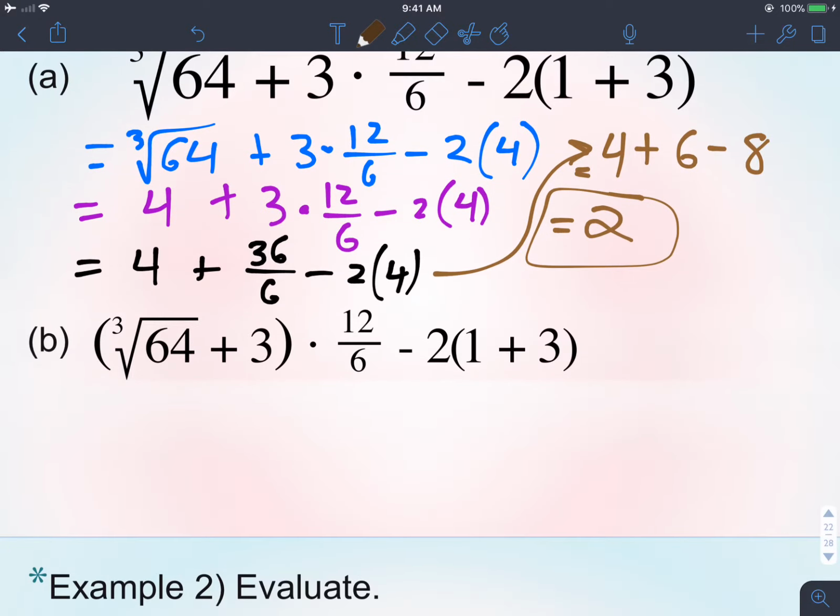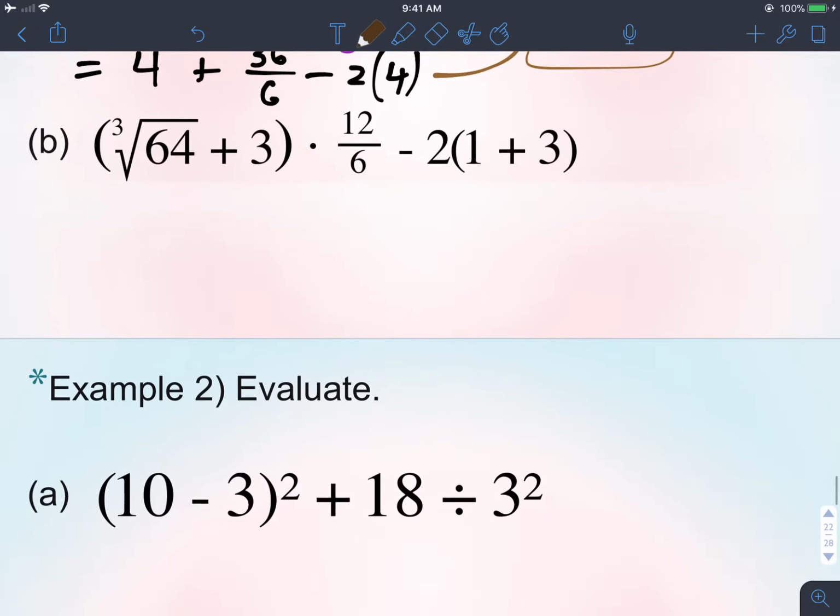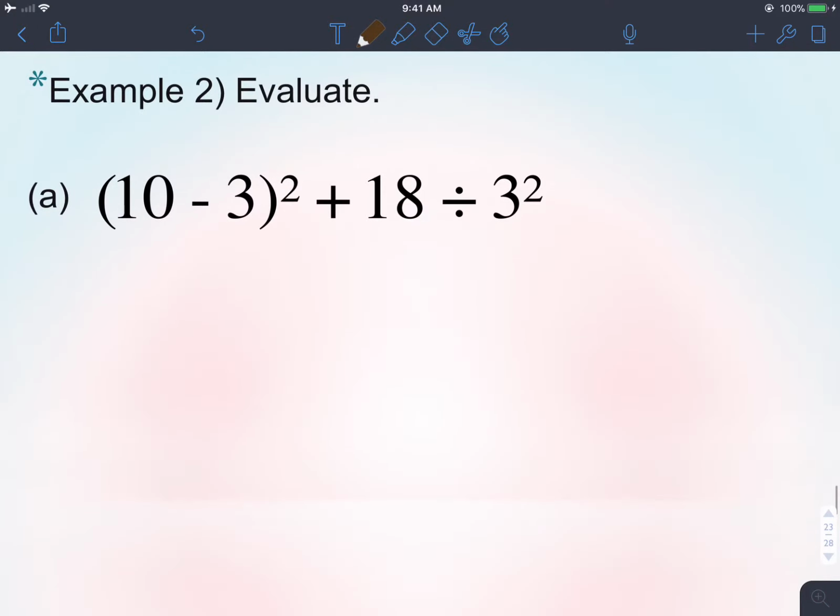Which one do I want to do here? Okay. So if you start to get better at it, maybe you can think about it and do multiple steps. I'm not saying you have to write out everything at once. For example, this one: 10 minus 3 quantity squared plus 18 divided by 3 squared. I really want to note that the word quantity means parentheses.